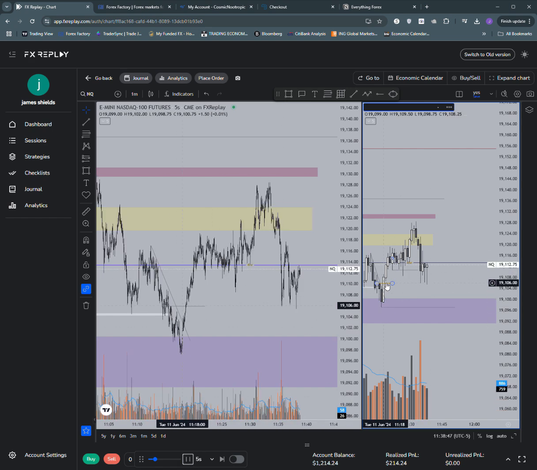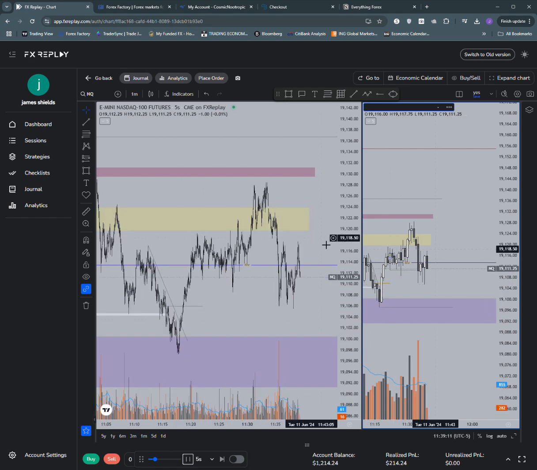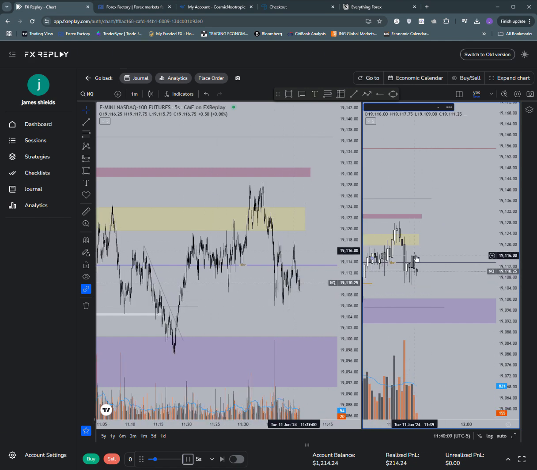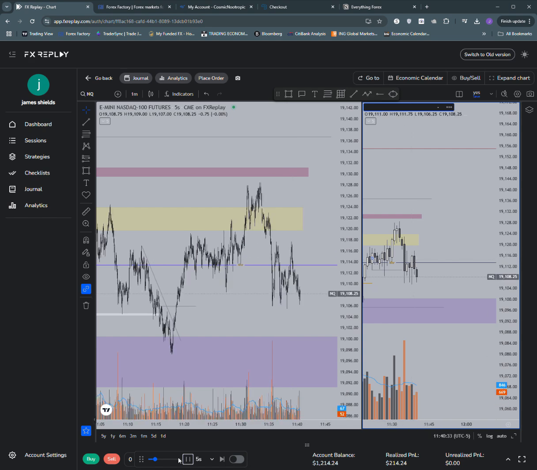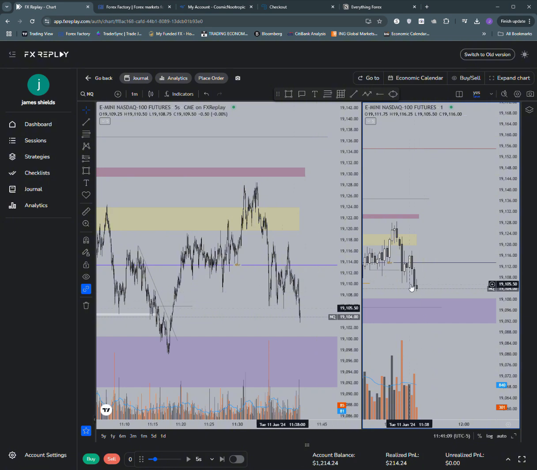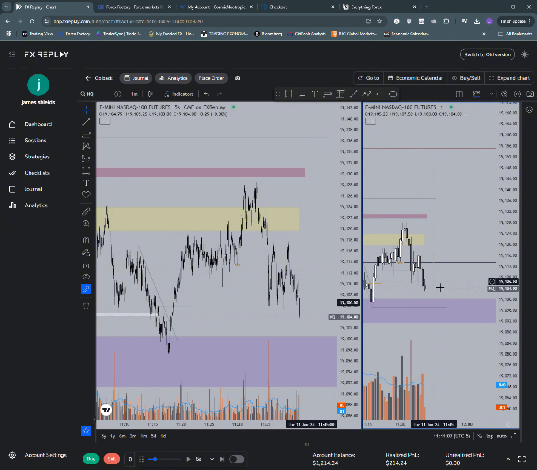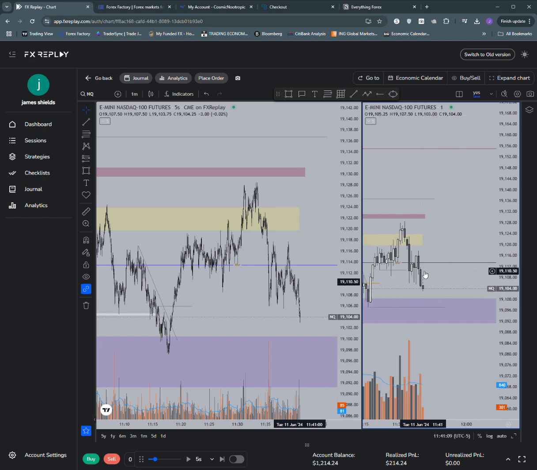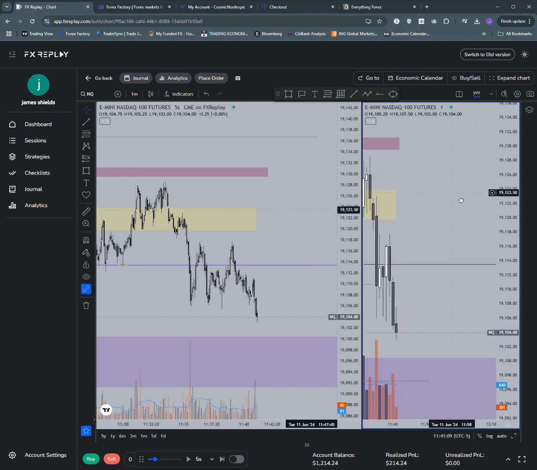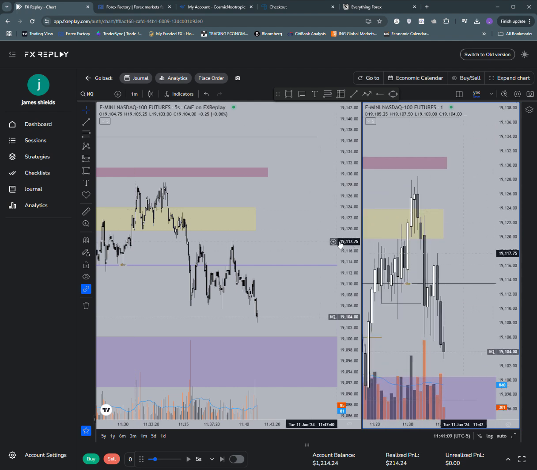We get some rejections at this fair value gap and change the state of delivery. We got an expansion. At what time? Is this a Judas swing? Grinding. Okay, now we have a close below here, and it seems like it's forming a fair value gap. Now, what is price doing? Did it get in this fair value gap?